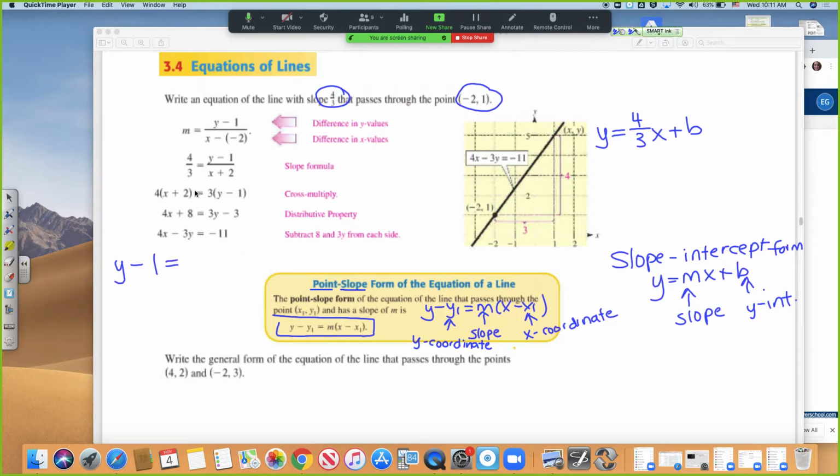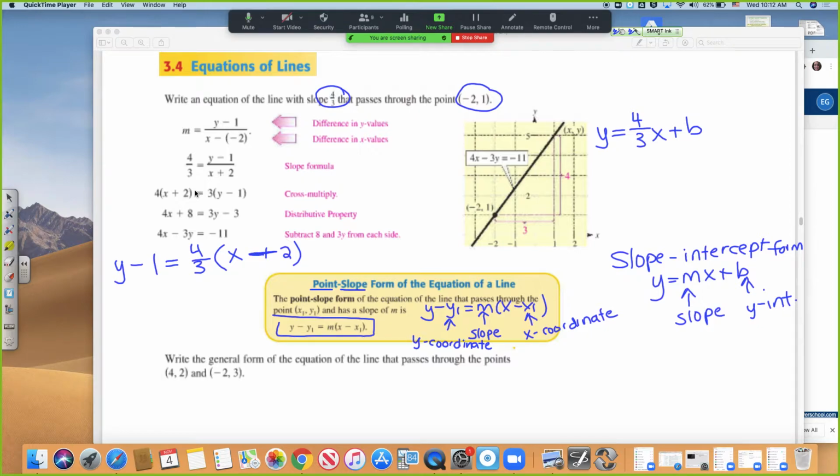And then the slope they give you is 4/3. Slope goes right here in this spot, so it would be 4/3 here. Just following the form, then you would use a parenthesis. And then it's x minus, what number does the x coordinate represent? Meaning what number is in the x spot of the ordered pair? Yep, -2. Now this is x minus -2, so if I was to simplify this, minus a negative really is a plus.